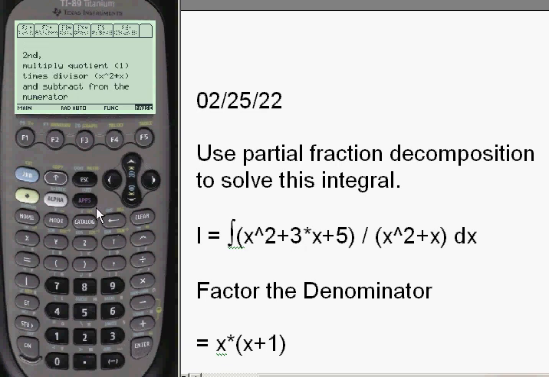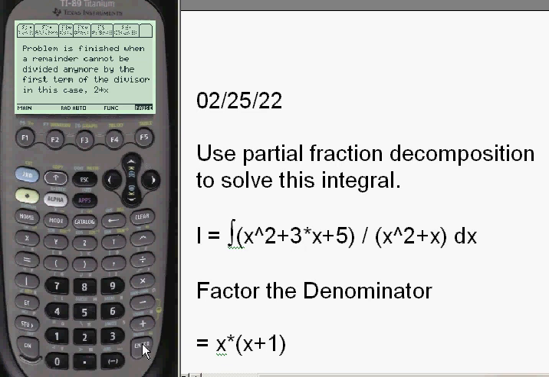And then second, we're going to multiply the quotient times the divisor, times this here. 1 times this, of course, is x squared plus x. So here's the x squared plus x here. We're going to subtract that from the dividend, and come up with 2x plus 5. Okay.